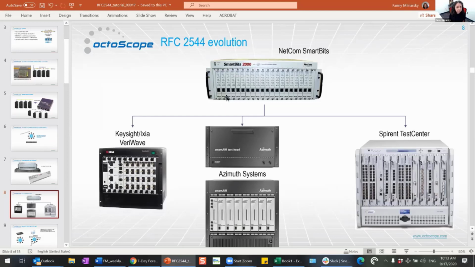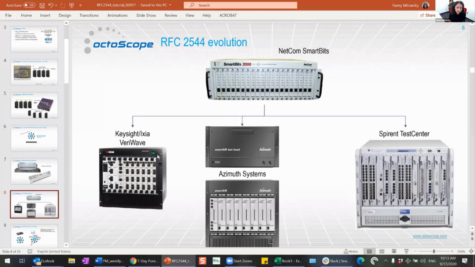Ixia was spun off, not spun off exactly. One of the key guys was actually at SmartBits, who left SmartBits and founded Ixia. Ixia went competing head-to-head with SmartBits. And SmartBits was Netcom. The company was Netcom. Netcom was sold to Spirent. So these two were competitors early on for switch test business. And then some folks who left Ixia later on became VeriWave. They brought some of this RFC 2544 into 802.11.2, but we're getting there.